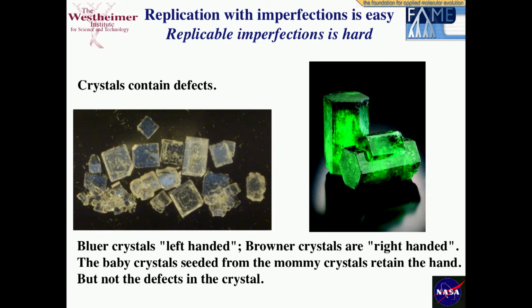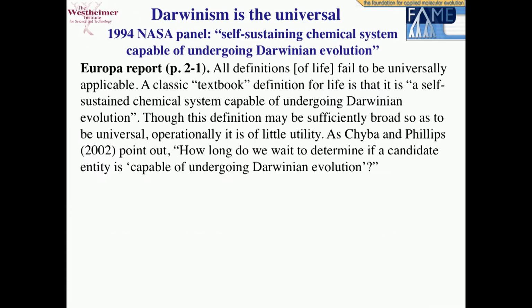But there's no mechanism for having that imperfection carried through to the next generation. So it's getting this replication with imperfections that goes on to the next generation that's a problem. So I'm a big fan of this definition of self-sustained chemical systems capable of undergoing Darwinian evolution.